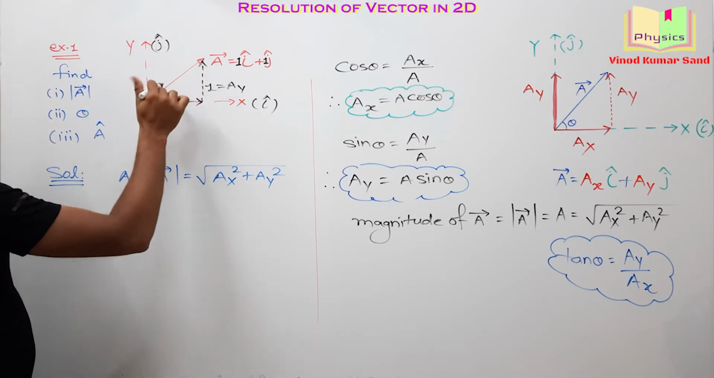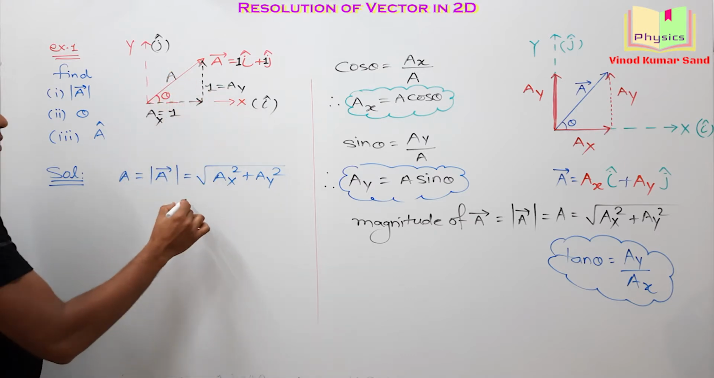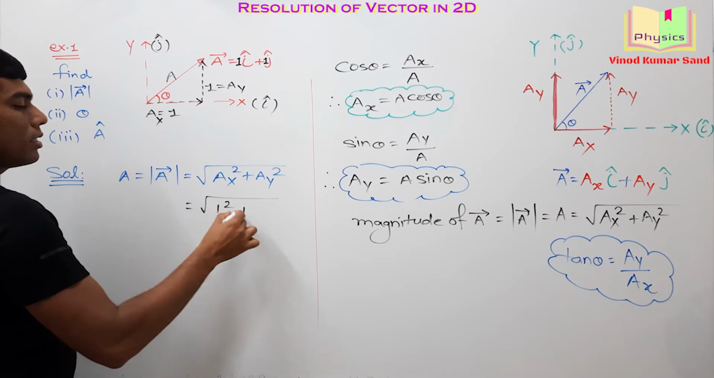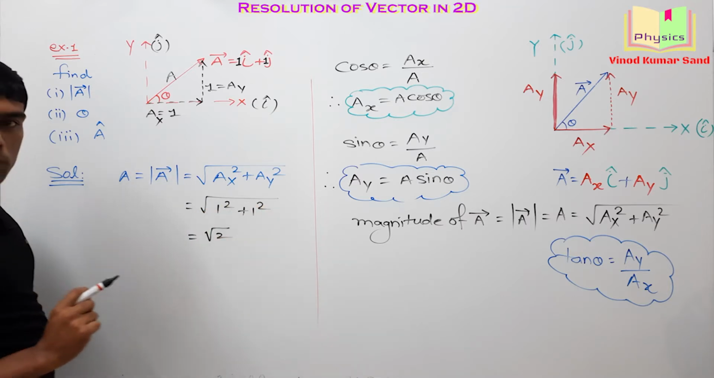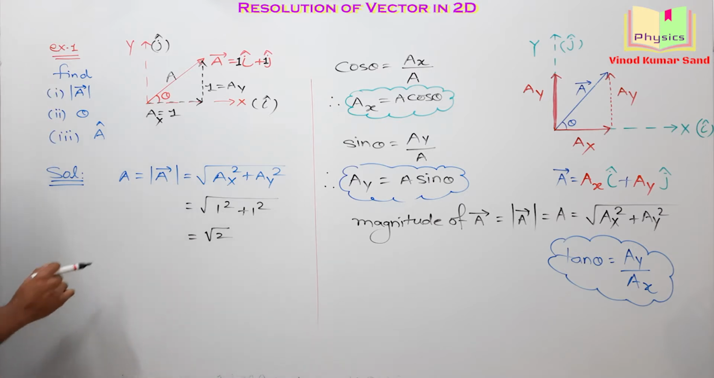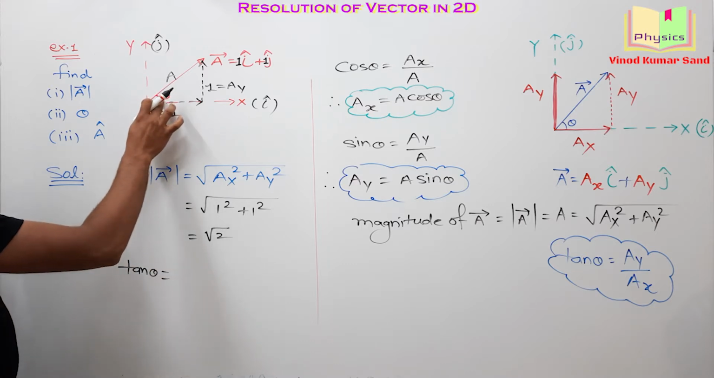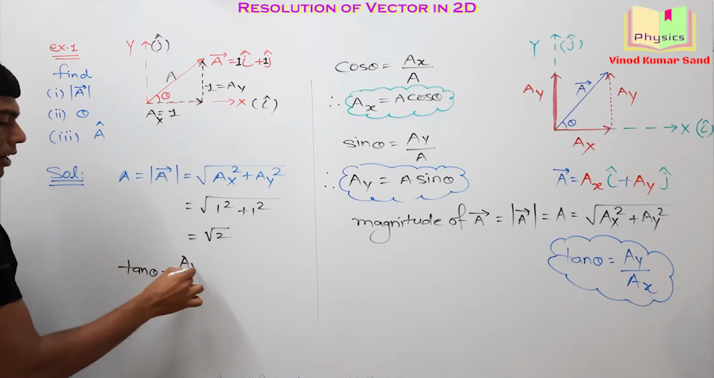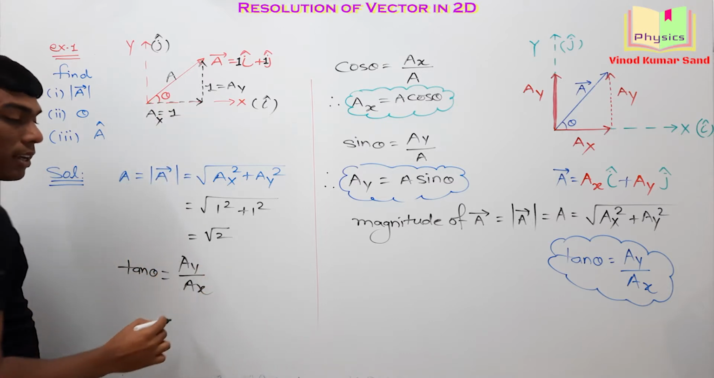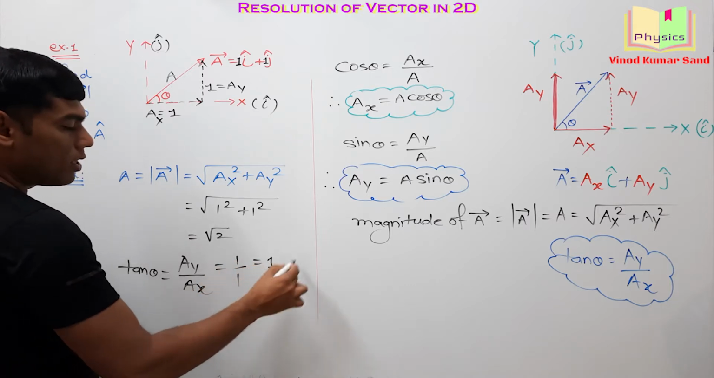So the length of this vector is represented as a. By Pythagoras theorem, easily we can tell that the magnitude of the A vector will be equal to root 2. Done. Solving for the second part, tan theta in this triangle is now very easy. Tan theta means this side divided by this side, ay divided by ax, which is equal to 1 divided by 1. So the answer is 1.